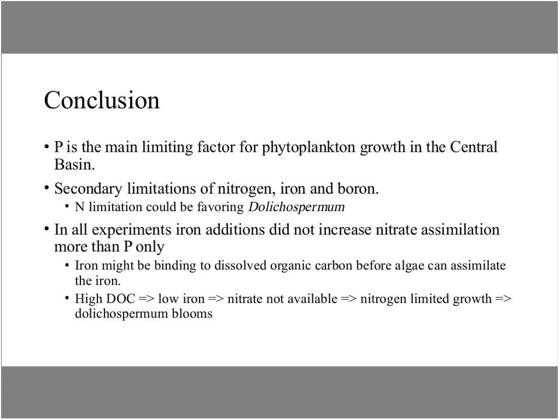In all experiments that we performed, iron additions did not increase nitrate assimilation more than P only. So that was the graph with those red circles. The addition of phosphorus and iron compared to just phosphorus alone didn't result in any extra nitrate assimilation from the algae. The reason this might be occurring is we think the iron might be binding to dissolved organic carbon before the algae can use it. So when there's high dissolved organic carbon out in the lake, there's going to be low iron levels. The nitrate is not going to be able to be assimilated because there's not going to be any iron out there for them to use. There's going to be nitrogen-limited growth, and that's what's causing these Dolichospermum blooms out there in the Central Basin.